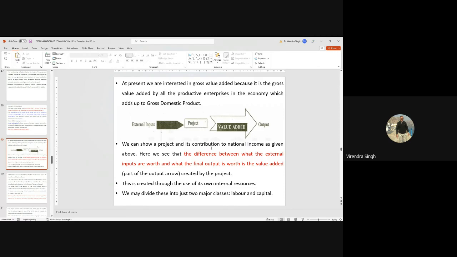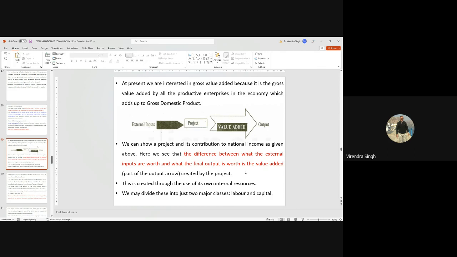So this arrow showing the external inputs are being put in the project, and these external inputs after processing are being converted into some other goods and services which are more valuable than the external inputs earlier were, resulting in output. So we can show a project and its contribution to national income as given above. Here we see that the difference between what the external inputs are worth and what the final output is worth is the value added by the project.